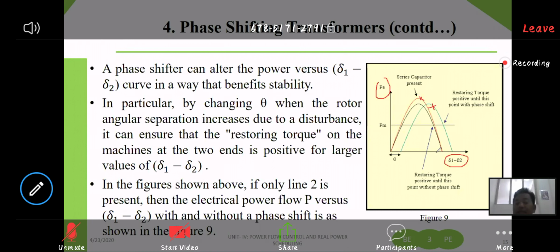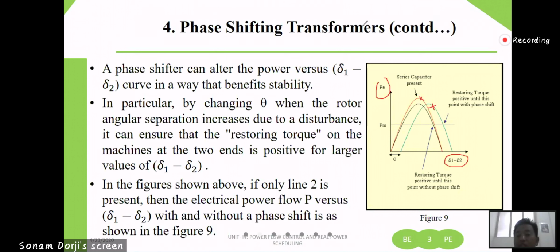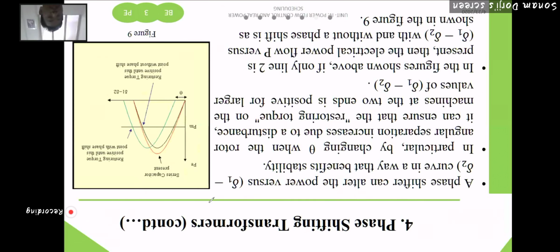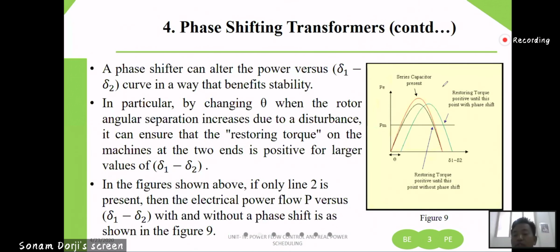Next, if you want to control the power flow, there are different ways in which we can do it. First let's consider using a series capacitor. Using a series capacitor, you can control the power flow. The theory part you have already learned. Initially you have this black line, which is the power curve.